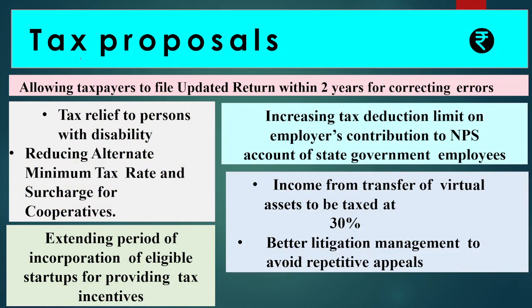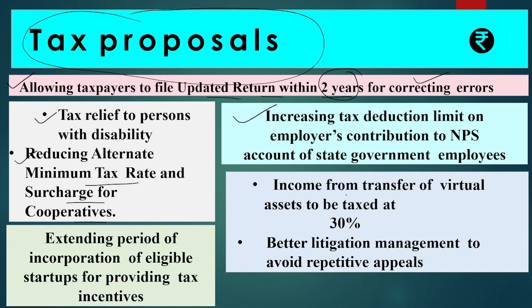Next, we will be coming to our tax proposals. All right, so there are some of the proposals, that is you're allowing taxpayers to file updated return within 2 years for correcting errors. So this is a major change that has been made in this year's budget. Next is tax relief to persons with disability, and reducing alternate minimum tax rate and surcharge for cooperatives.